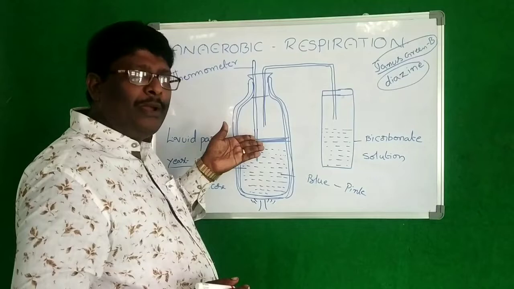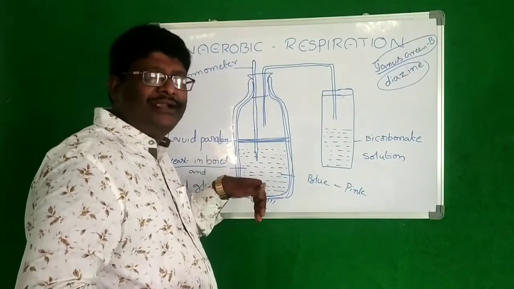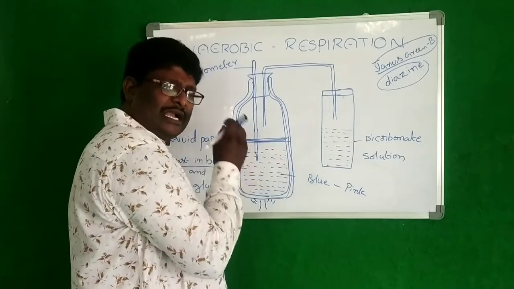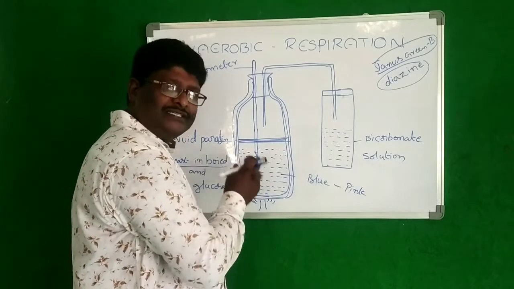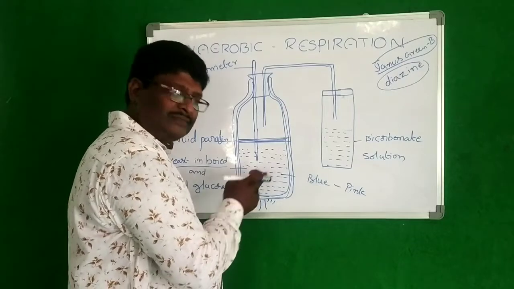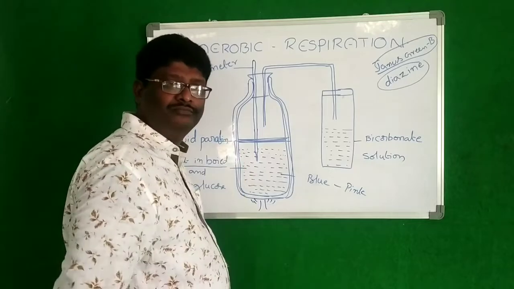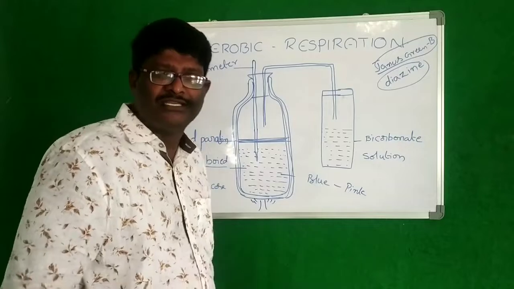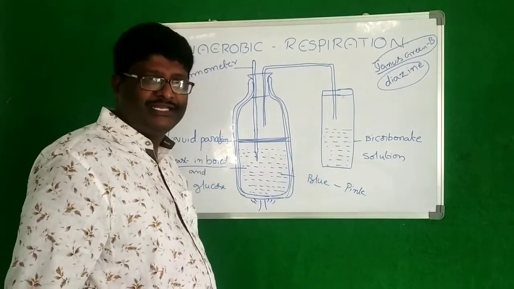When we keep the paraffin on this glucose solution, the air should not enter it. It means now this solution is in a completely anaerobic condition, the absence of oxygen. So in the absence of oxygen, what will the yeast cells do? They will do the process of anaerobic respiration. Is it right or not?